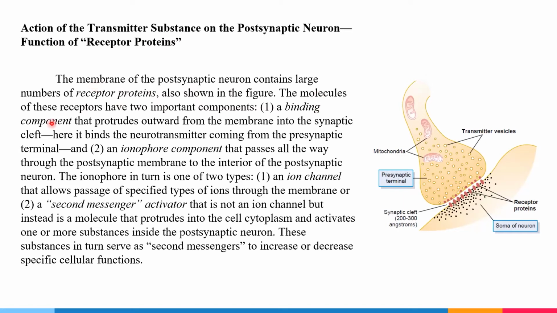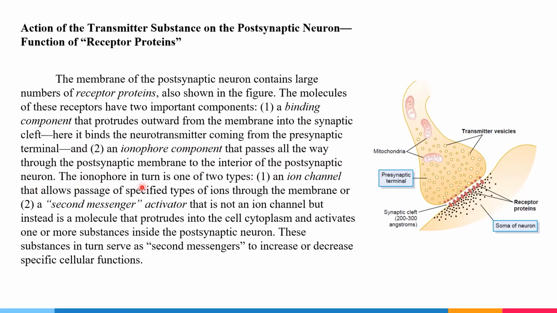The molecules of these receptors have two important components. The first one is a binding component that protrudes outward from the membrane into the synaptic cleft. Here it binds to the neurotransmitter coming from the presynaptic terminal. The second is an ionophore component that passes all the way through the postsynaptic membrane to the interior of the postsynaptic neuron.